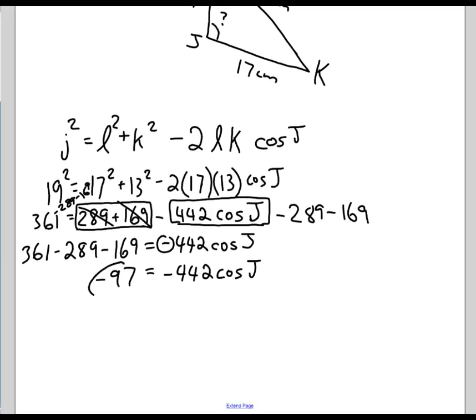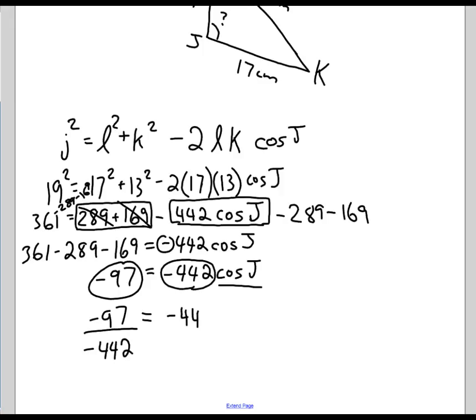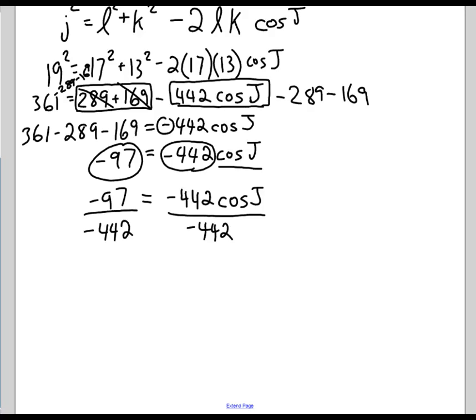And we have a negative value on the left side, and we have a negative coefficient or multiplier of the cos ratio, which means that when we solve for cos J, we would take both sides and divide by negative 442. So I'm going to actually show this on both sides just to give you the full picture of how the algebra works in this problem, and then we'll work out the final math steps.